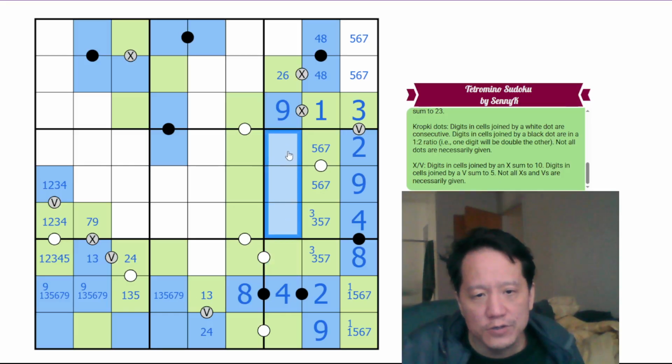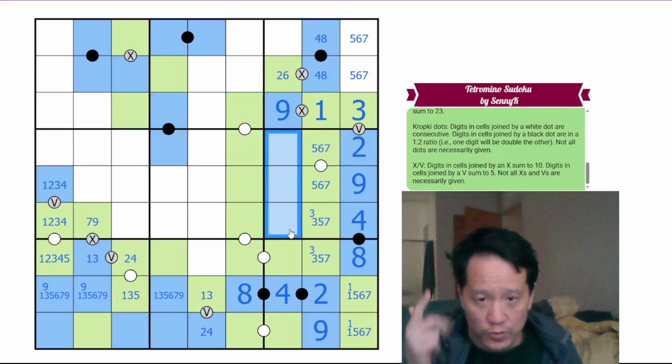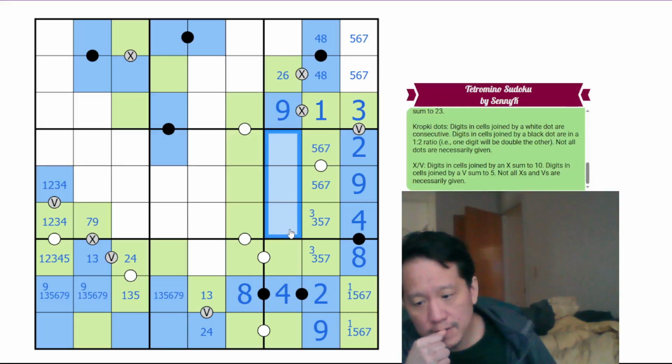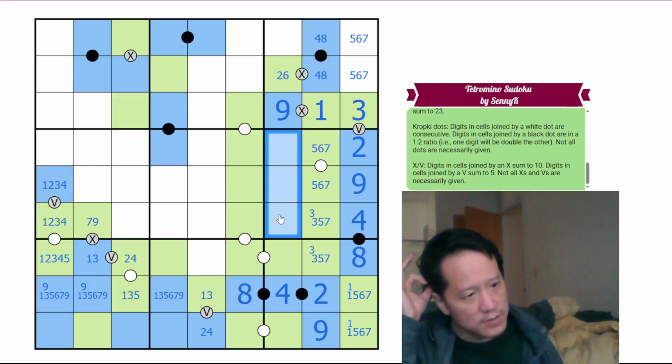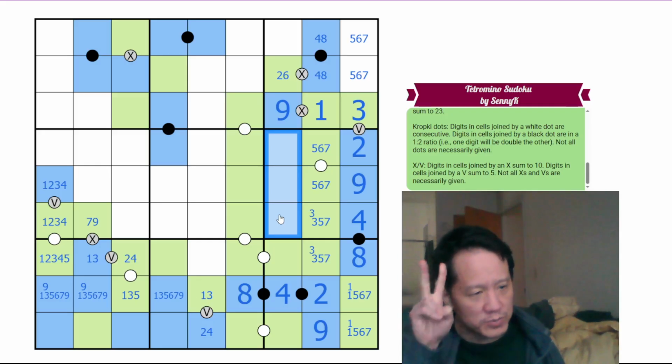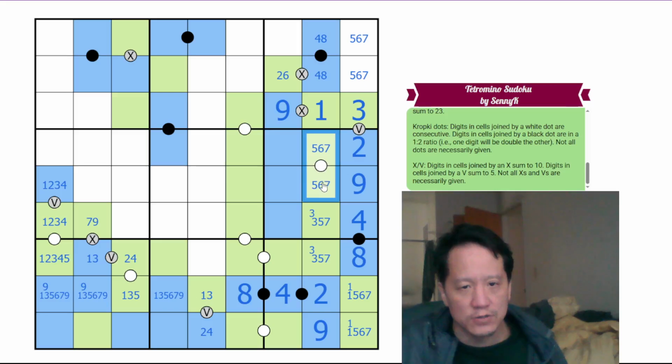No 6 here, no 4 here, no 2 here. So no 2, 4, or 6. This must be an even set here. Right? 23 minus 9 is 14. So this is even, which means for 3 digits, 1 has to be even and 2 has to be odd. You can't have 3 evens because 4 and 6 are no longer possible here.